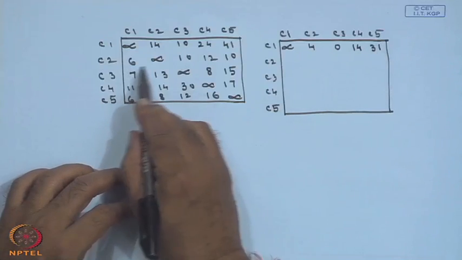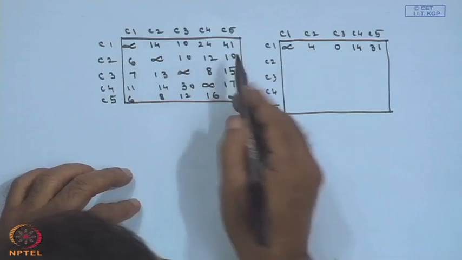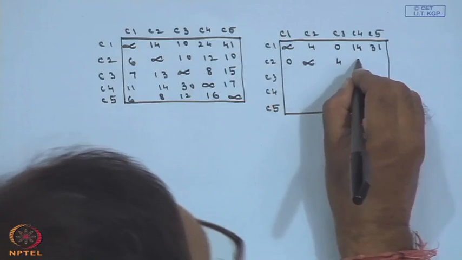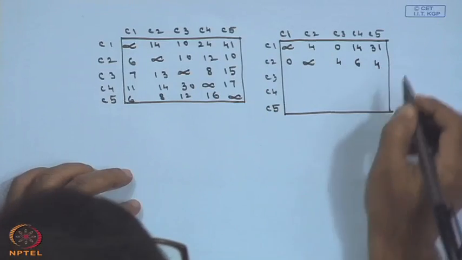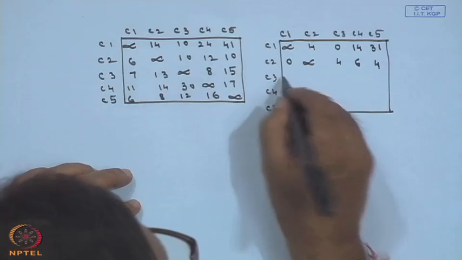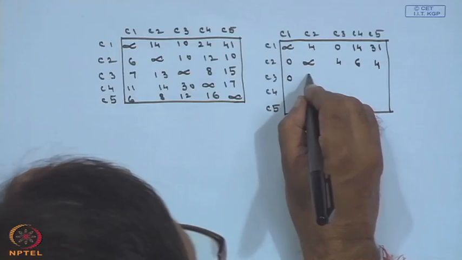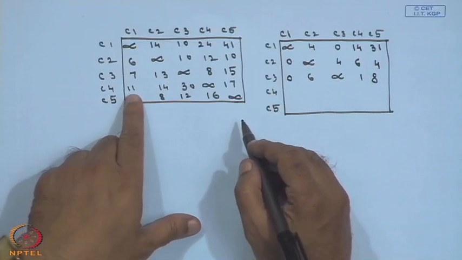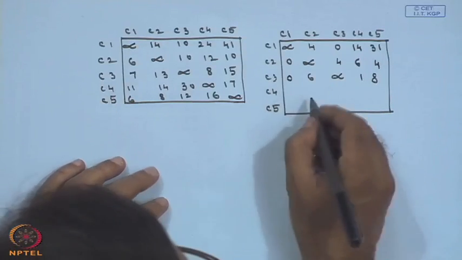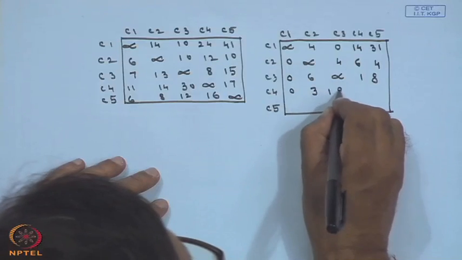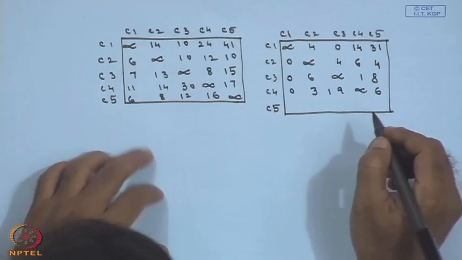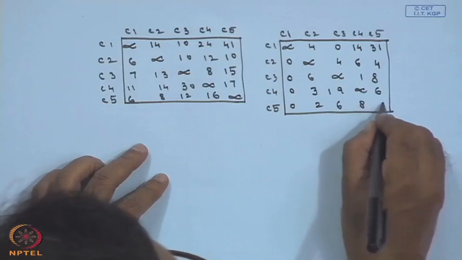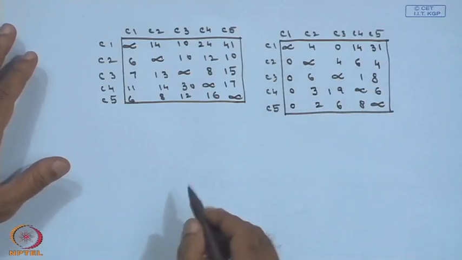In the next row, the minimum element is 6. Subtract it, and it will be 4, 6 and 4. For the next one, the minimum element is 7, so it will be 0, 6, infinity, 1 and 8. For the next one, 11 is the minimum element, so it becomes 0, 3, 19, infinity and 6. For the last one, 6 is the minimum element, so 0, 2, 6, 8 and infinity. So by subtracting in each row you get this.